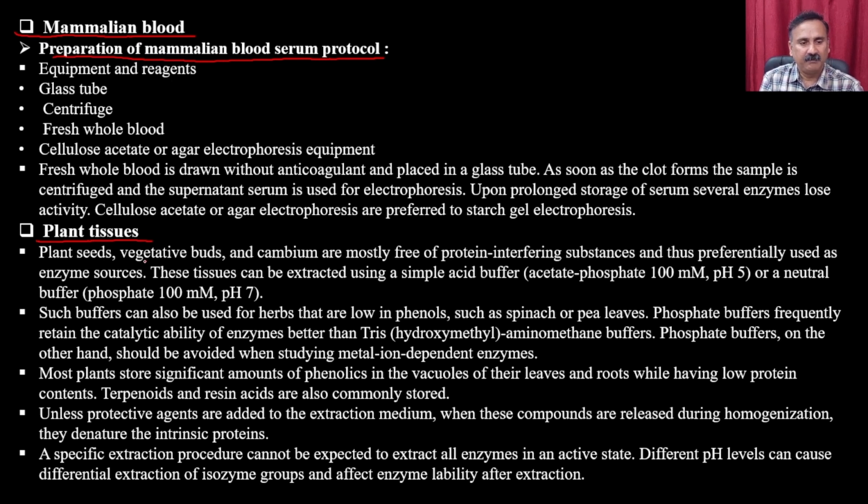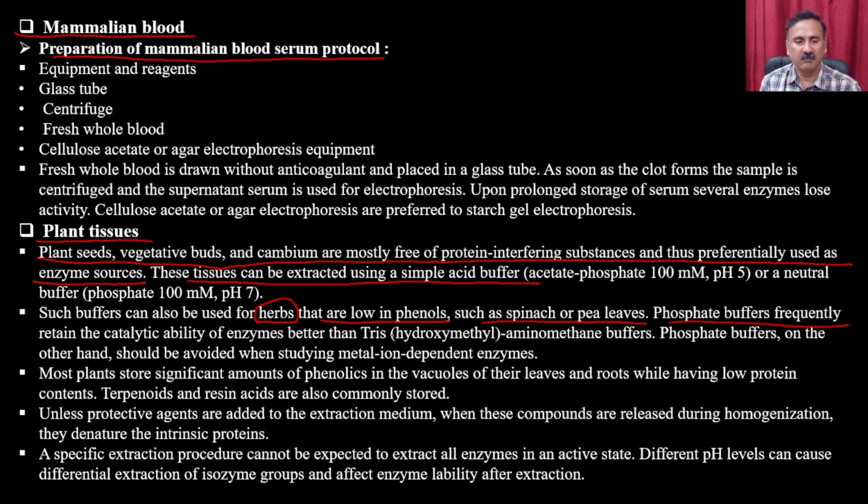So plant seeds, vegetables, buds, and cambiums are the most free of protein-interfering substances and thus preferentially used for enzyme source. These tissues can be extracted using a simple acid buffer or a neutral buffer, right? So 100 millimolar pH 7. Such buffer can be used for herbs, right? So small plants, right? That are low in phenol, such as spinach or the PET.